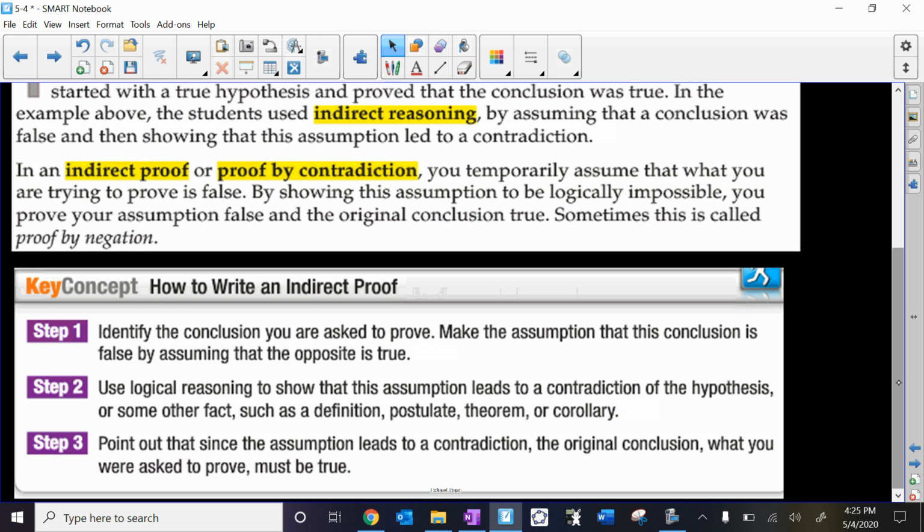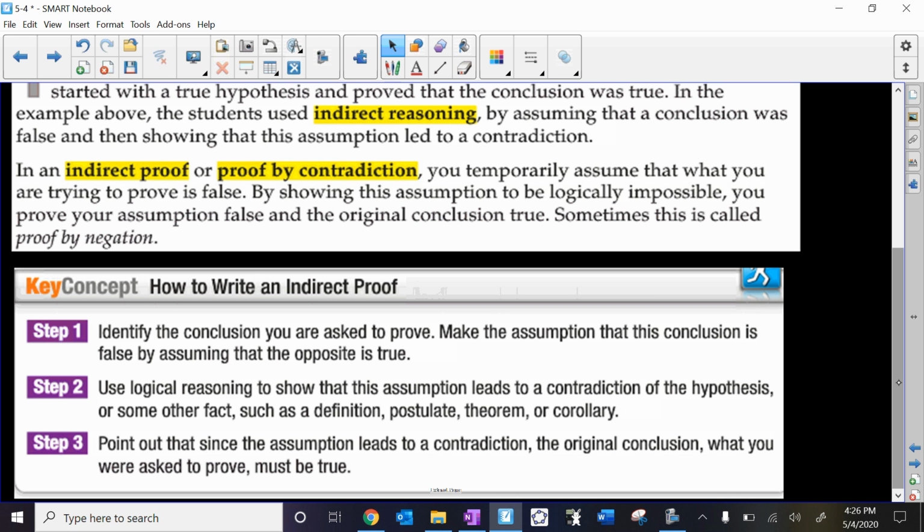Step 2, this is where you're going to use your logical reasoning. We've done a lot of that before using theorems, postulates, definitions, whatever you need to state what you know is true. And then eventually what's going to happen is you're going to come across something that says something completely opposite of what you really want from your given. Okay, and then you just have to point out what that contradiction is in step 3. And we'll get into some examples as to what all of those look like.